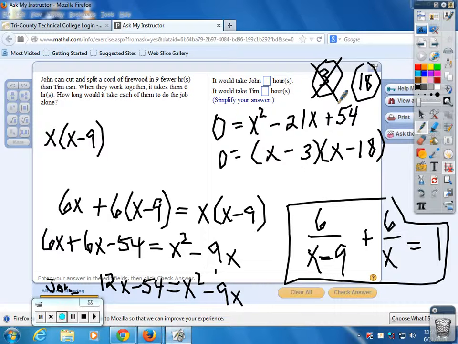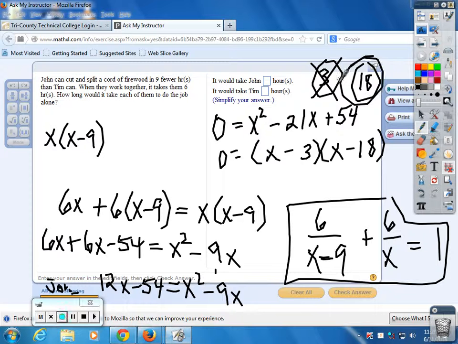Well, I thought it was just like zero out. No, 3 minus 9 is what? I was putting the 3 back in as 3 minus 3. No, it should go right here, 3 minus 9. 3 minus 9 is what? Negative 6. So John can cut and split a cord of firewood in negative 6 hours. The first thing you'd be doing if somebody told you that is trying to figure out what negative 6 hours is. So that's not true.